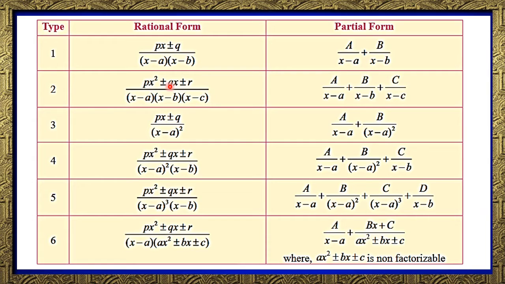Now px square plus or minus qx plus or minus r upon x minus a into x minus b into x minus c. Then also we will write this, that is, the numerator is a quadratic polynomial and the factors in the denominator are linear factors or linear functions. Then a upon x minus a plus b upon x minus b plus c upon x minus c, and we will find these a, b, c and integrate this function.